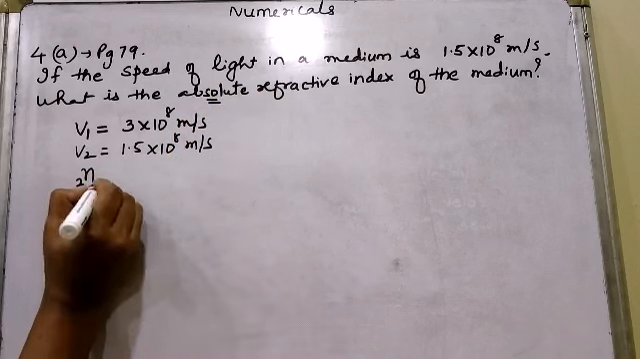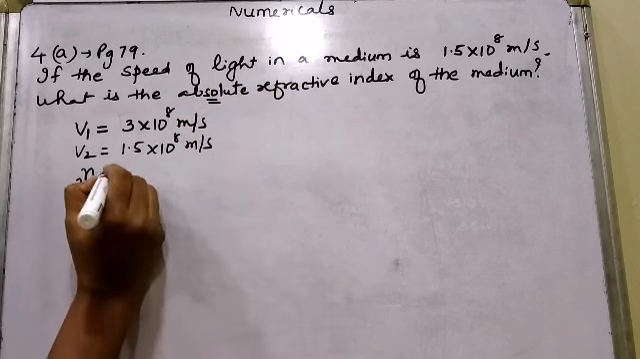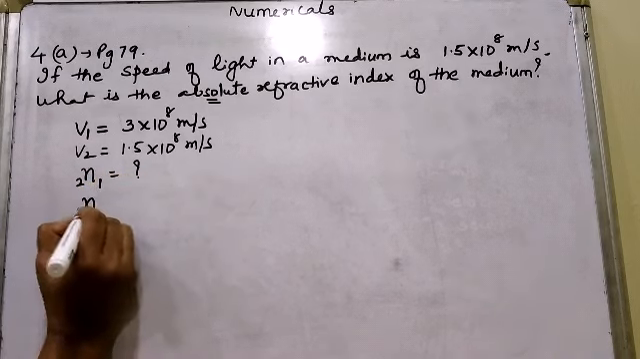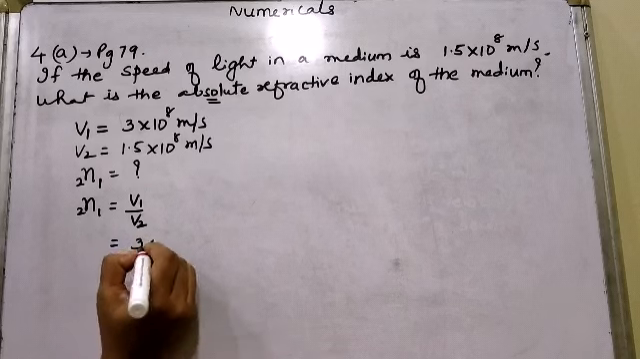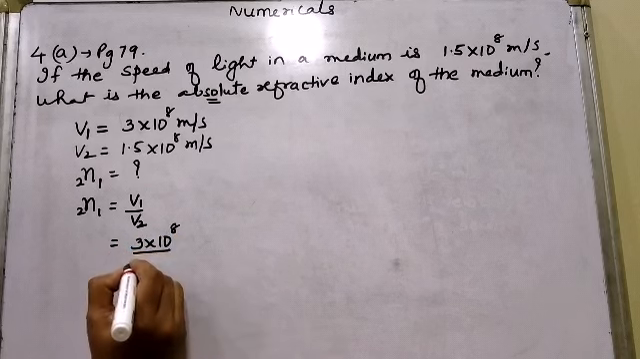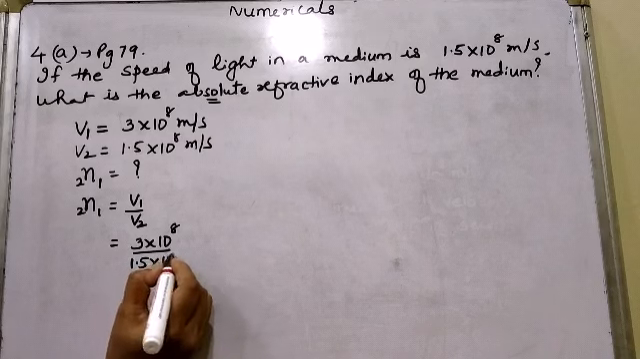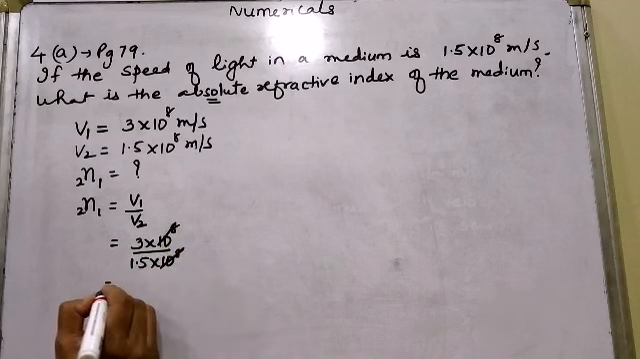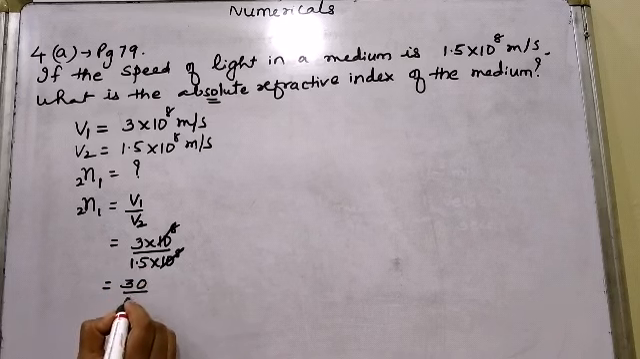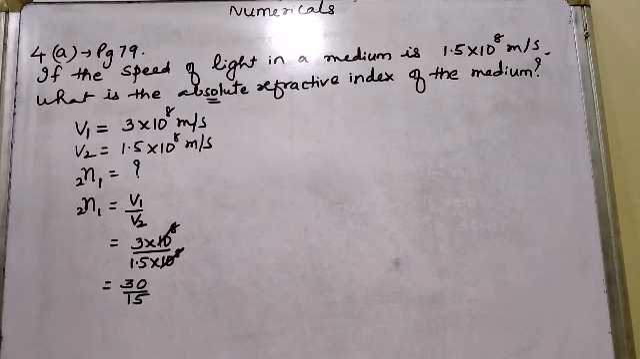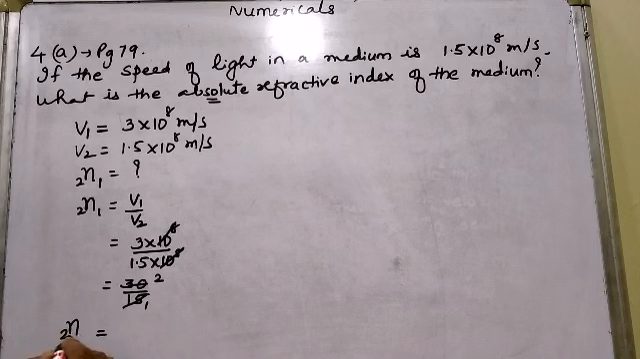I have to calculate the absolute refractive index of the medium, that is the second medium with respect to the first medium. So N21, what is the formula? V1 upon V2. What is V1? 3 into 10 raised to 8 upon, what is V2? 1.5 into 10 raised to 8. 10 raised to 8, 10 raised to 8 will get cancelled. If I have to remove the decimal from the denominator, I will have to multiply by 10 in both numerator and denominator. So this will become 30 upon 15. 30 upon 15 will be 2. So the absolute refractive index of the second medium with respect to the first medium will be equal to 2.